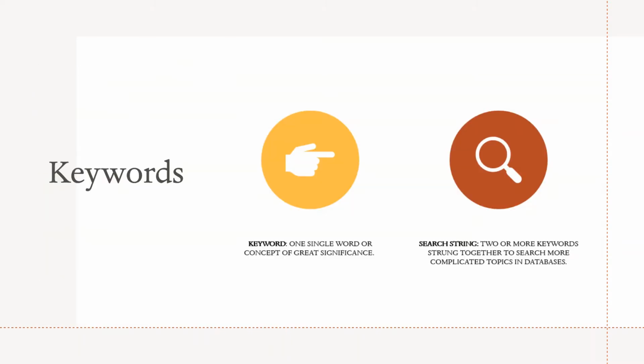But first, it is important to know what keywords are and how to identify them. Simply put, a keyword is one single word or concept of great significance. When the first search engines were launched, they had relatively simple algorithms and were most effective when searchers used single words to perform a search. But the technologies used to build search engines are consistently evolving and becoming more advanced. Now, search engines like a library database can support larger key phrases with 2 or more keywords. This is called a search string because you are stringing together more than one keyword in your search.